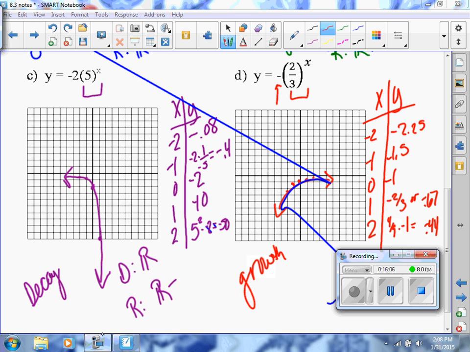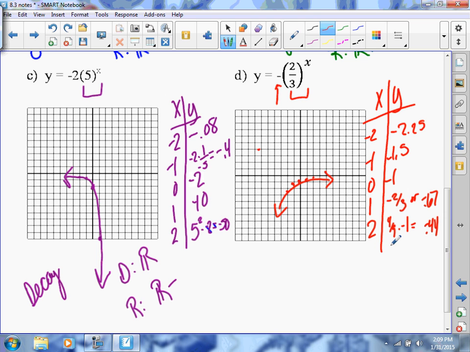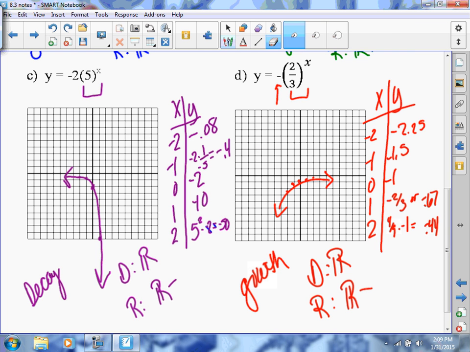Okay, so let's write our domain and range again now. So this was growth, because we were growing as we went from left to right. And our domain was all real numbers, and then our range was going to be all real negatives, because these were all negative numbers here in our y value. Our graph is staying down here in the negative part of the y-axis. Looks like there's a little red dot there. Okay. So when you see these on your homework, just know that you make a table of values and you graph them.